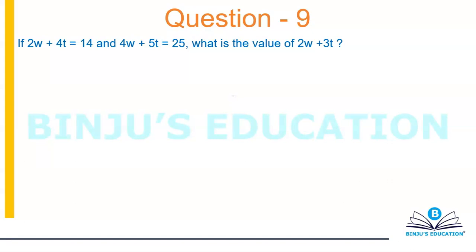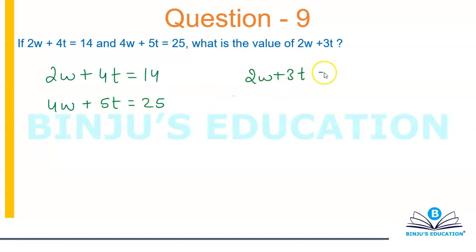Alright, let's try this one. I have 2w plus 4t is equal to 14, and I have 4w plus 5t is equal to 25. You need to find the value of 2w plus 3t. Now, one way of solving this question is you actually find out the value of w and t, you plug it back in place of w and t in 2w plus 3t, and you find out your answer. Another is my realization and my presence of mind.